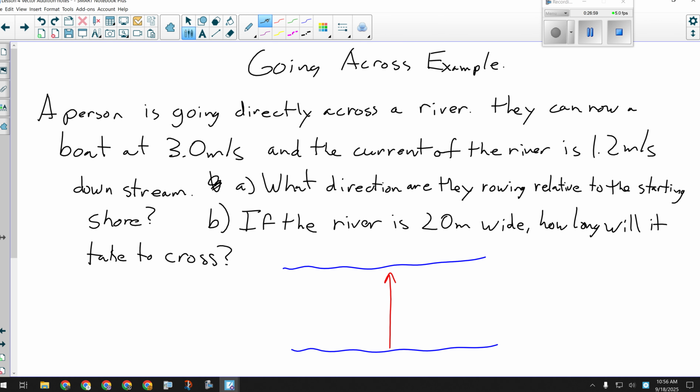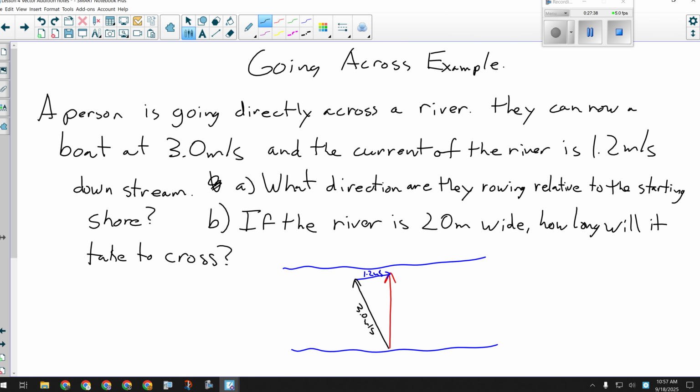Then it tells me that the person is capable of rowing at 3 meters per second, and it tells me the current is 1.2. So at least I know the current is less than half of their rowing speed. It gives me a way to at least get these lines drawn somewhat to scale. I know their rowing speed is more than twice as fast as the river is flowing. So when I draw the triangle, I can draw it that way. How did I know to draw the 3 meters per second as the hypotenuse pointing this way?